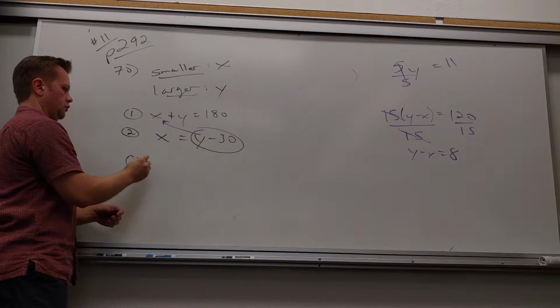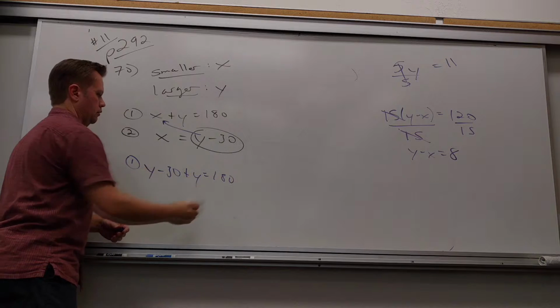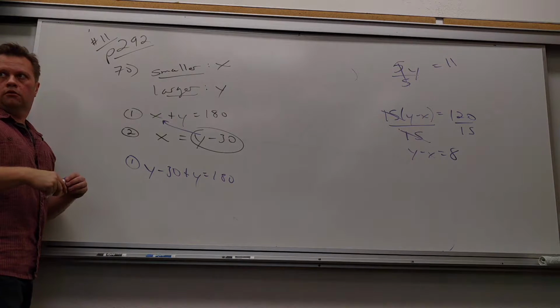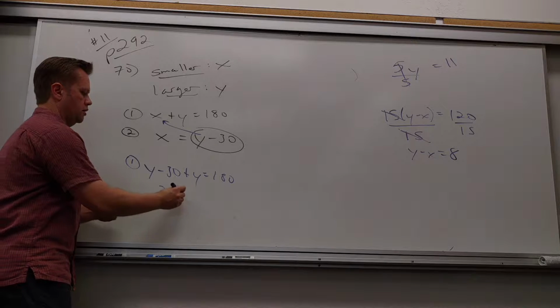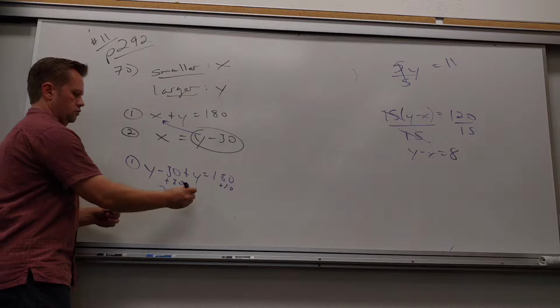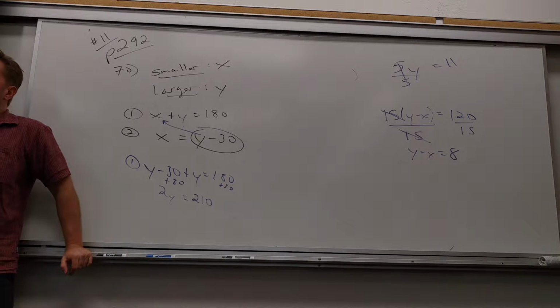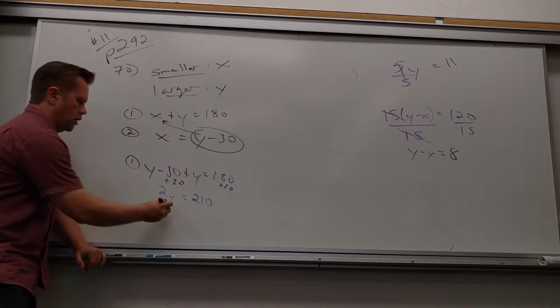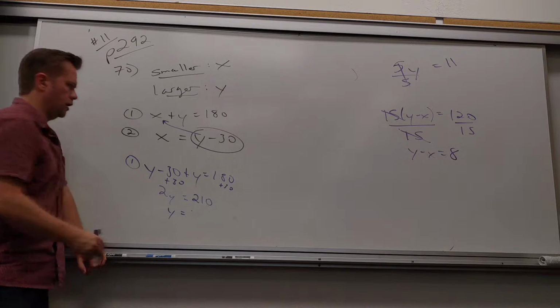Put that there. So y minus 30 plus y is 2y. So 2y equals 210. So what did you guys get? And then you get y equals... Oh, it is plus 30. What happened?